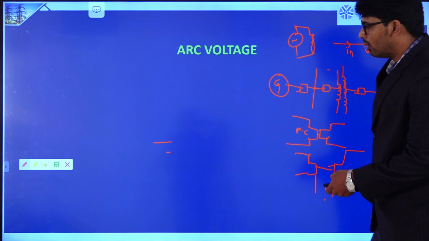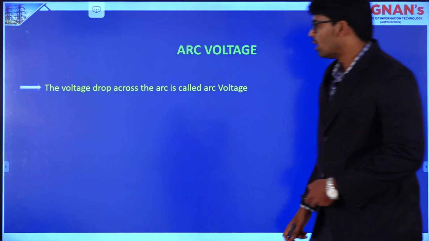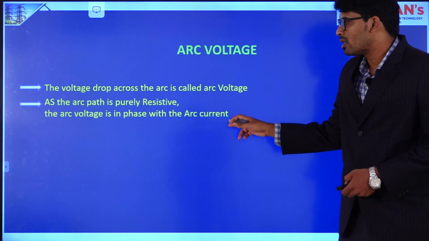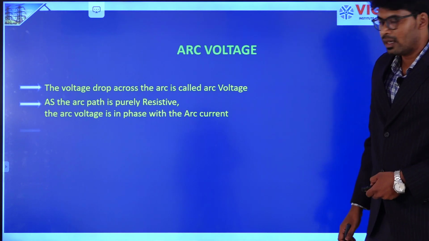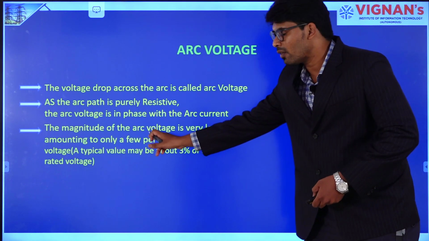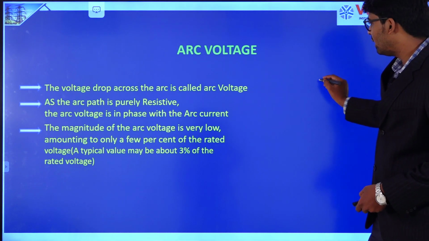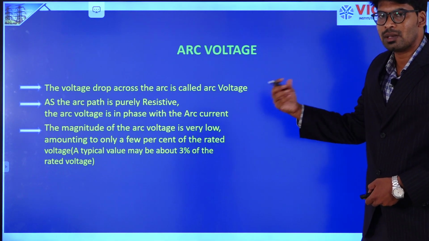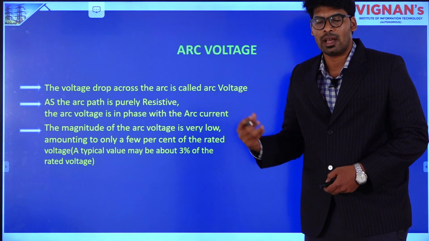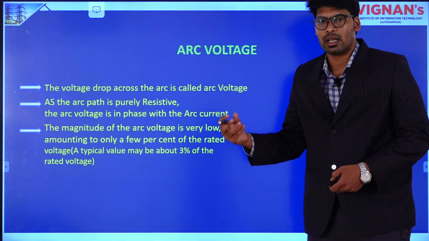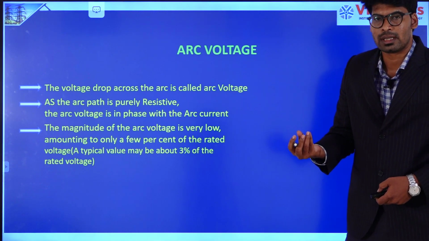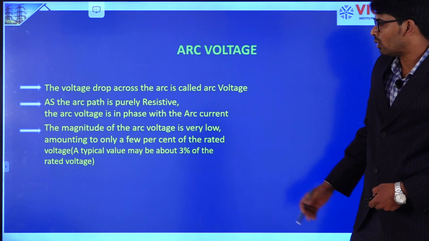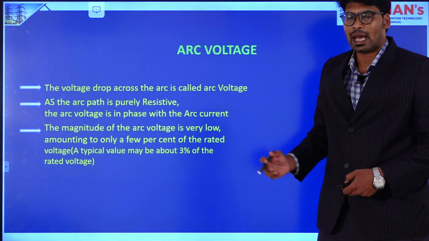The voltage drop across the arc is called simply arc voltage, and the arc path is purely resistive. The arc voltage is in phase with arc current, and the main thing is the magnitude of the arc voltage. What is the voltage which is developed in this arc? The magnitude is about 3% of the system voltage. Let us say a system voltage of 11 kV or 22 kV, then 3% of that will be the arc voltage. That is what you have to know about arc voltage.